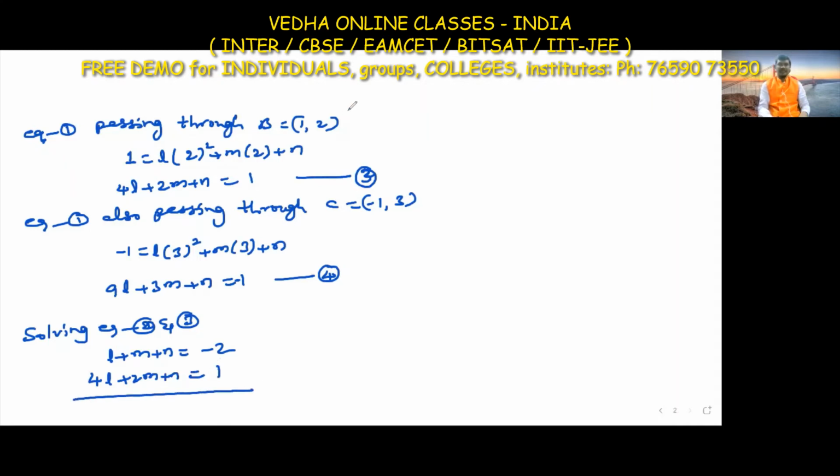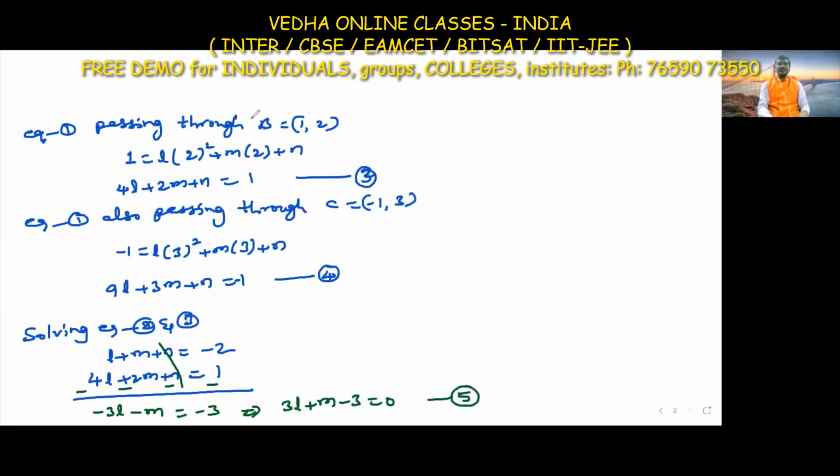Now by subtracting, n gets cancelled. L minus 4L is minus 3L, and m minus 2m is minus m, equal to minus 3. So that means 3L plus m, taking all these terms to the right side, minus 3 equals 0. This is equation number 5.